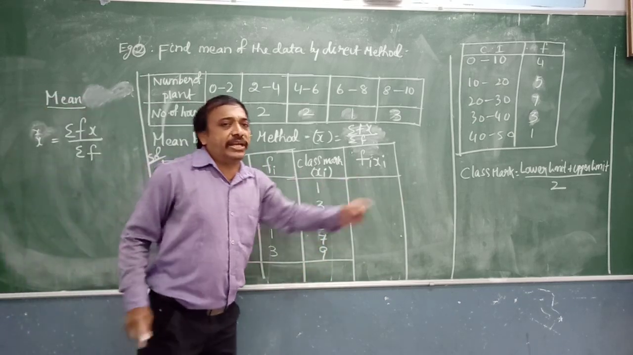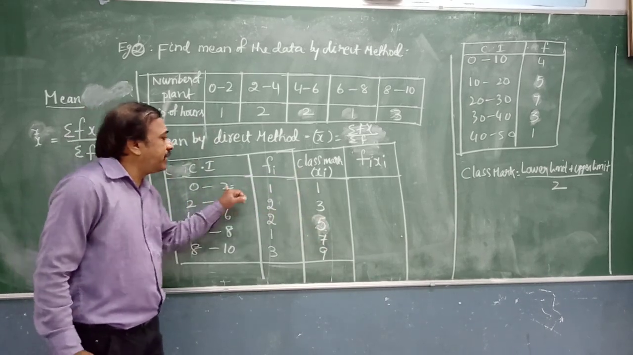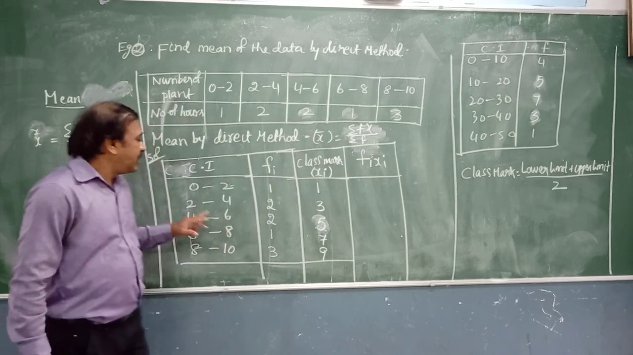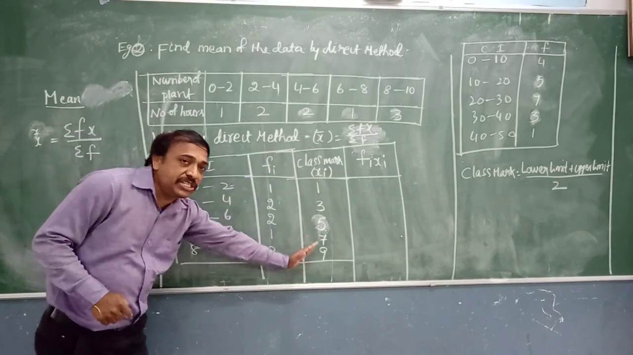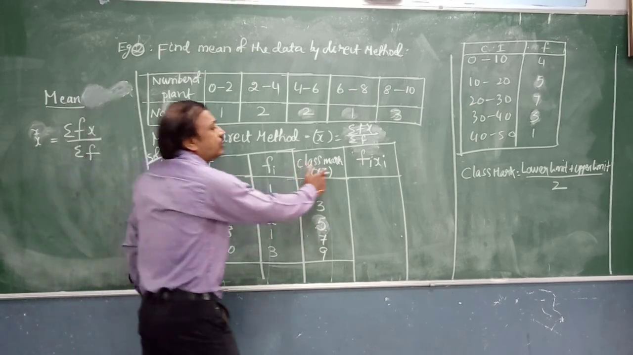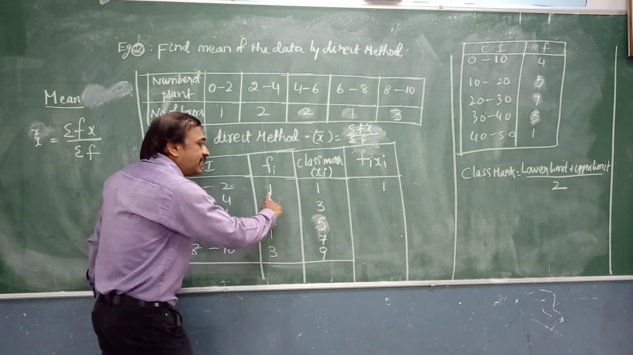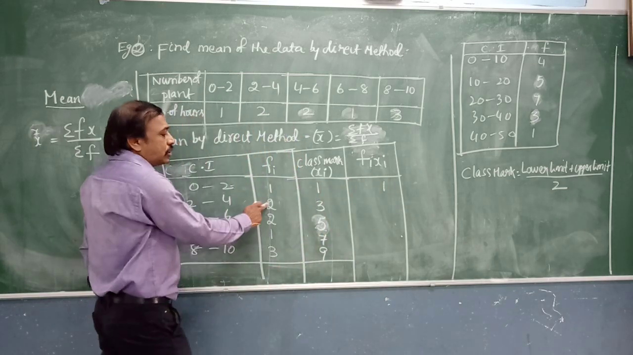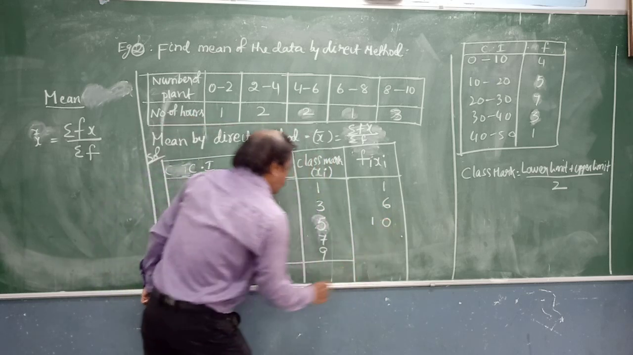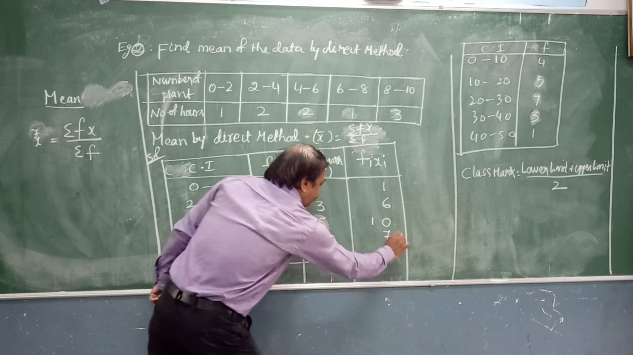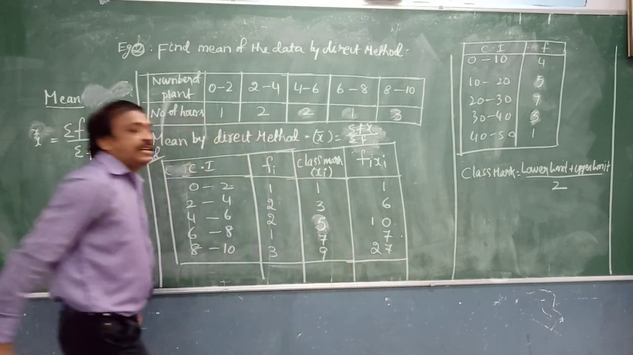Now fi into xi. This is how we calculate: lower limit plus upper limit by 2. That is the formula. Like this you have to finish all these problems. Now fi into xi: 1 times 1 is 1, you are multiplying these two. 2 times 3 is 6. 2 times 5 is 10. 1 times 7 is 7. 3 times 9 is 27. This is fi xi.